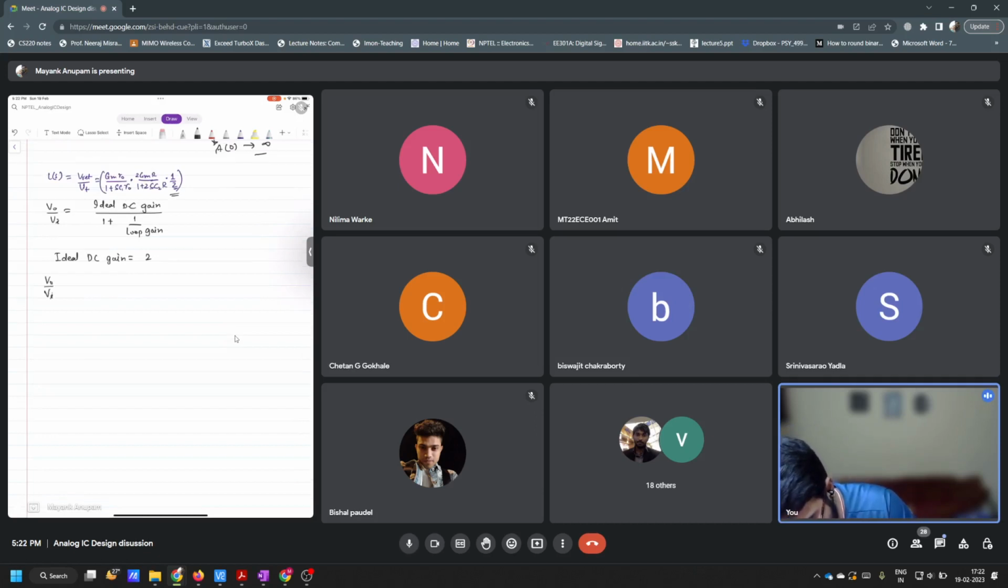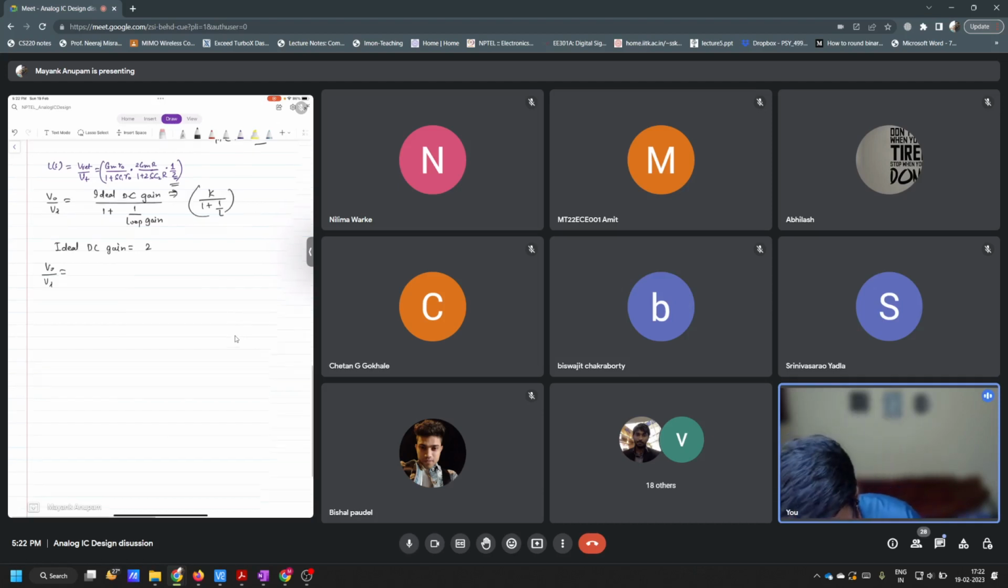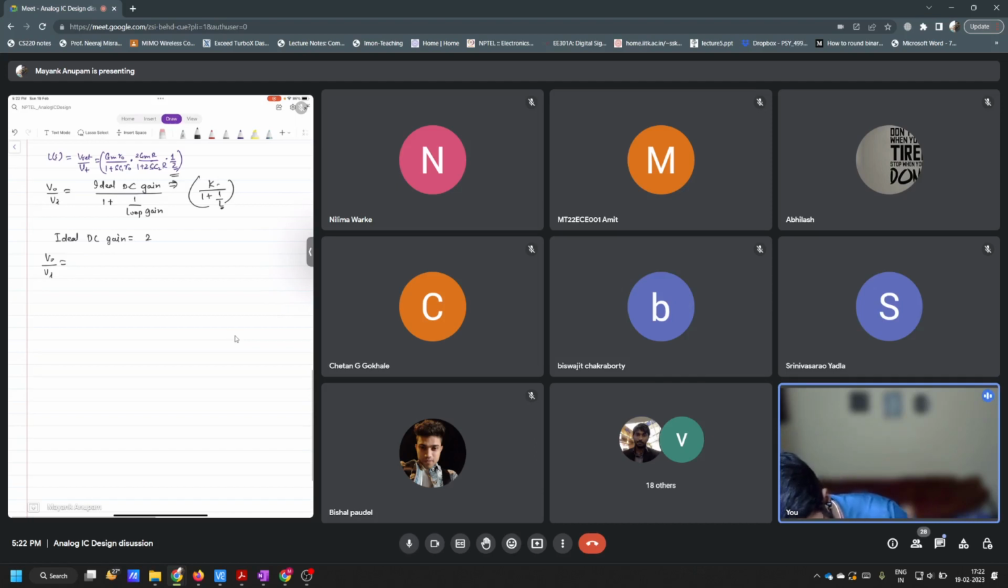Correct. So now we have everything that we need to write the closed loop gain here. So V0 by Vi is equal to 2 divided by 1 plus 1 over this guy here. Before that, let's simplify it. V0 divided by Vi is equal to ideal DC gain, let's denote it K, divided by 1 plus 1 over L. So K is ideal DC gain, L stands for loop gain. It can be simplified like this: K times L divided by 1 plus L.